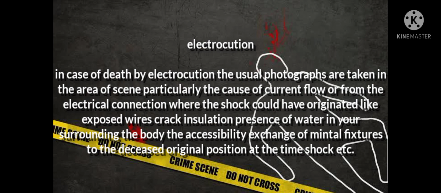Electrocution. In case of death by electrocution, the usual photographs are taken of the area of the scene, particularly the cause of current flow, or the electrical connection where the shock could have originated, like exposed wires, cracked insulation, presence of water near or surrounding the body, the accessibility of metal features to the body, original position at time of shock, and so on.